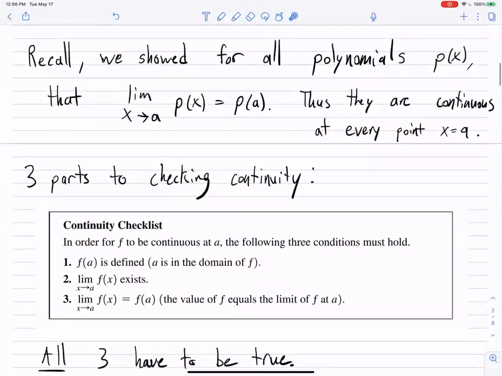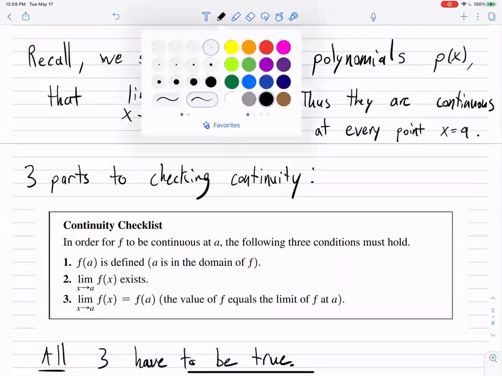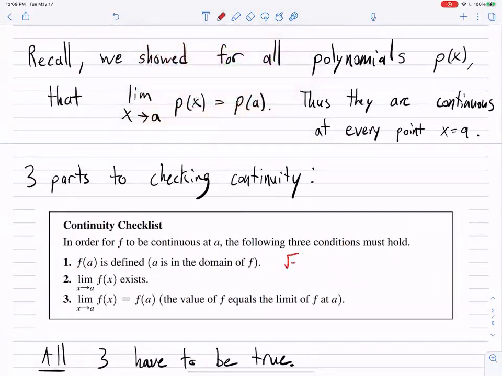The continuity checklist has 3 things. First, the function needs to be defined at that value. You need to actually have a value. So if you plug in a and it gives you a square root of a negative number, or 1 over 0, then those aren't things that can happen. So square root of a negative or 1 over 0, you can't have those.